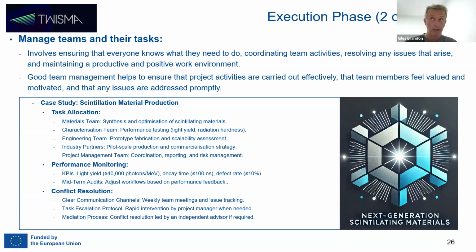And again, this is where what's called the consortium agreement is formally captured. So there needs to be a formal process. It needs to involve, say, rapid intervention by the project manager to tackle it. And assuming there is a conflict which is difficult to resolve, there needs to be some sort of mediation process. So maybe this would involve efforts to resolve the conflict through an independent advisor.